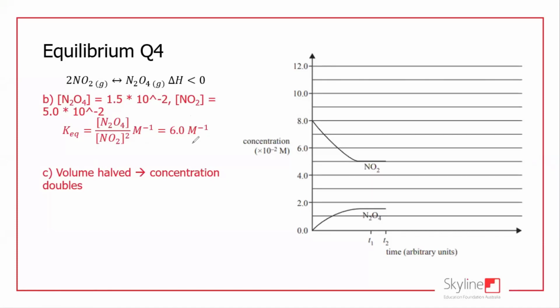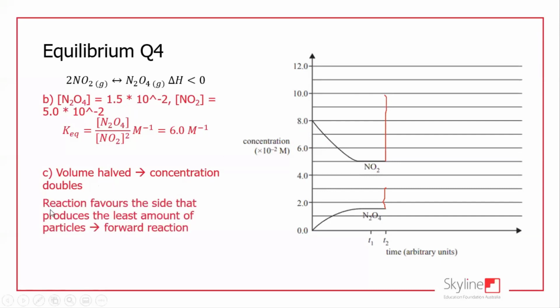Okay, part C tells us that at T2 our volume is halved. Classic trick here is people then half the concentration on the graph. That's not true. We actually have to double the concentration if volume is halved. Therefore, from 1.5, we're going to jump up to 3. That's where we jump up to. And then we're going to jump from 5 all the way up to 10 there.